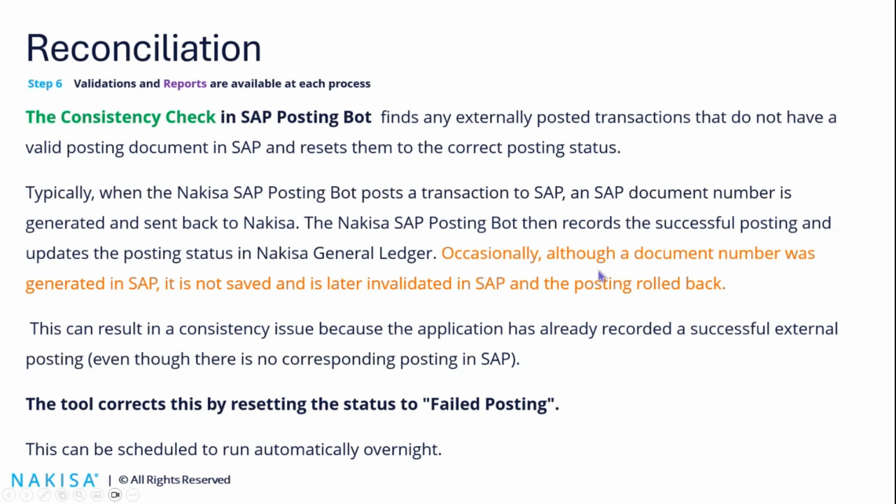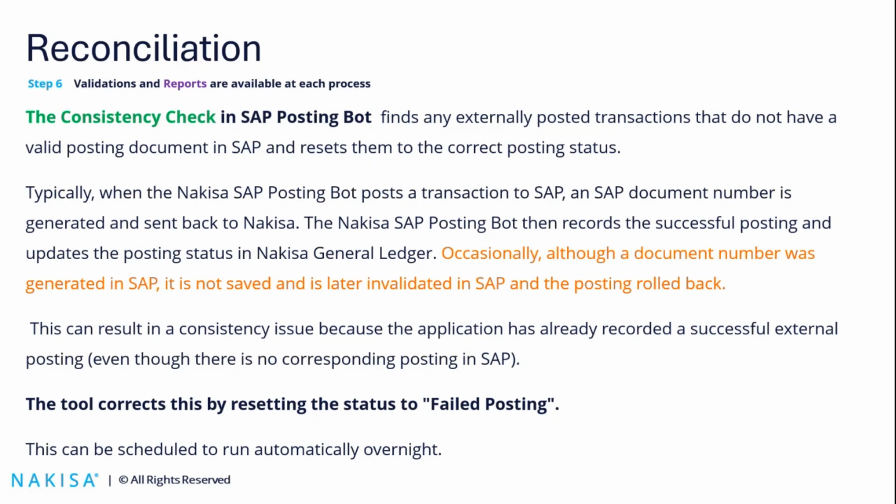What happens sometimes is that the document number was generated in SAP but was not saved, or later it gets invalidated in SAP and the posting gets rolled back in SAP. That results in an inconsistency issue with Nakisa, as it shows as successfully posted. So running this consistency check will reset the status to failed, posted externally.